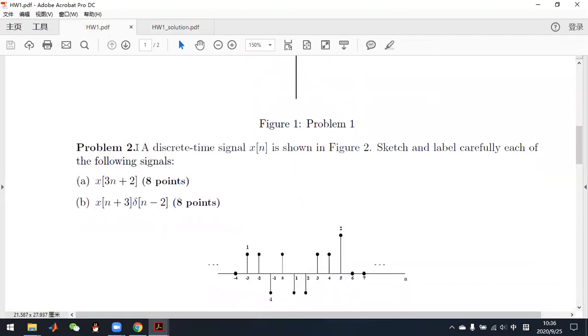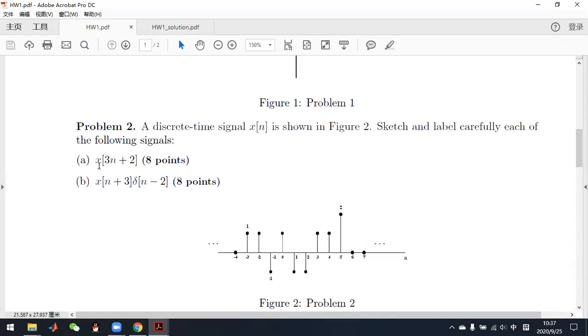And next is problem two. This is a discrete time signal, x of n. It's like this, and you need to sketch and label each of the following signals. The first one is x of 3n plus 2, and the second one is x of n plus 3 times delta of n minus 2.